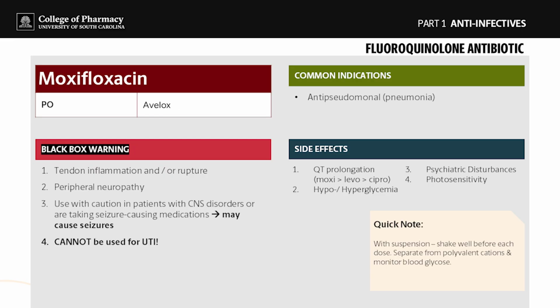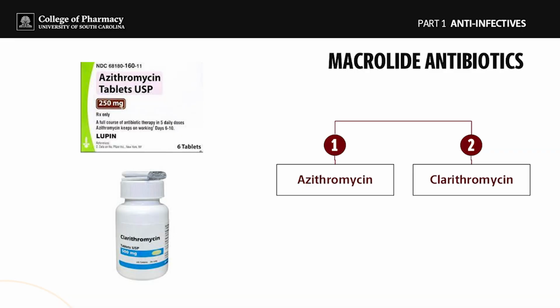So be aware. Moxifloxacin, the brand name Avelox, is also used for respiratory indications, and it is an anti-pseudomonal, and it has the same side effects as the other two: QT prolongation, hypo or hyperglycemia, psychiatric disturbances, photosensitivity, and look at those black box warnings, very important. This one cannot be used for urinary tract infection, PS.